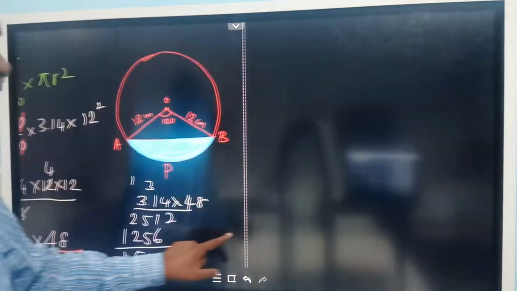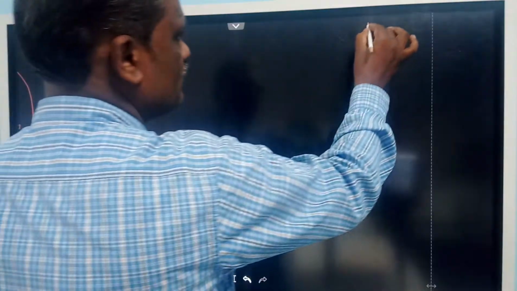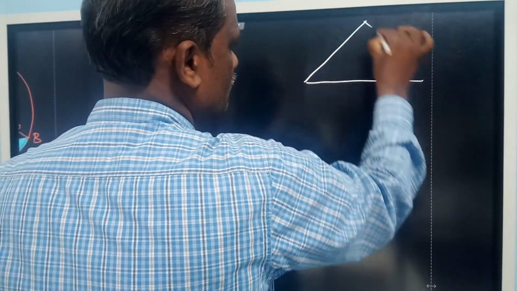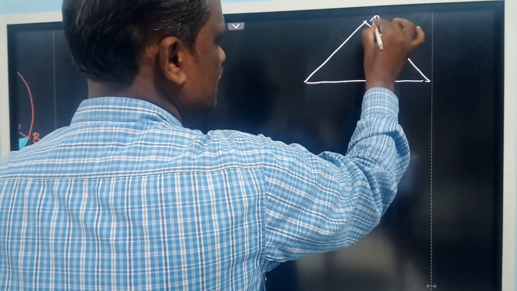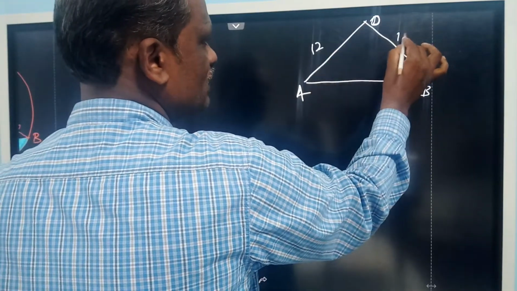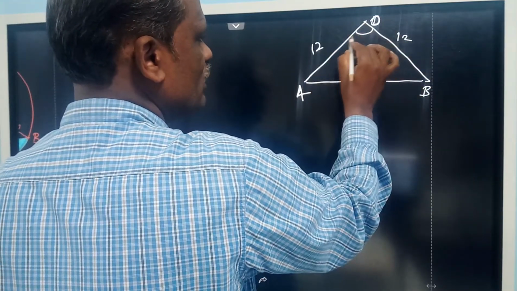I am going to draw this triangle separately here once again. So let us write this is a triangle. Both this is point O and this is A, B. And it is 12 centimeters, 12 centimeters. This angle is 120 degrees.